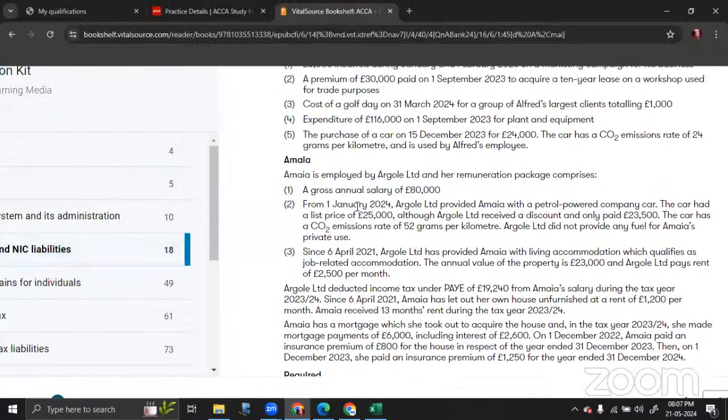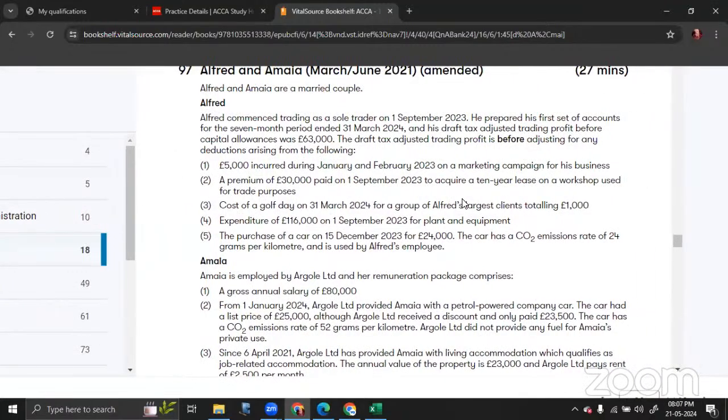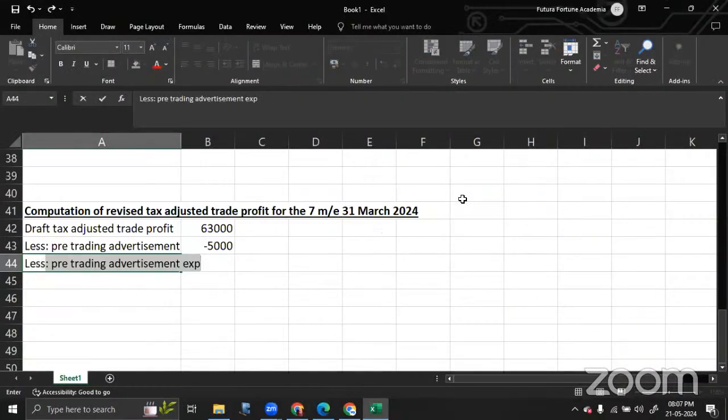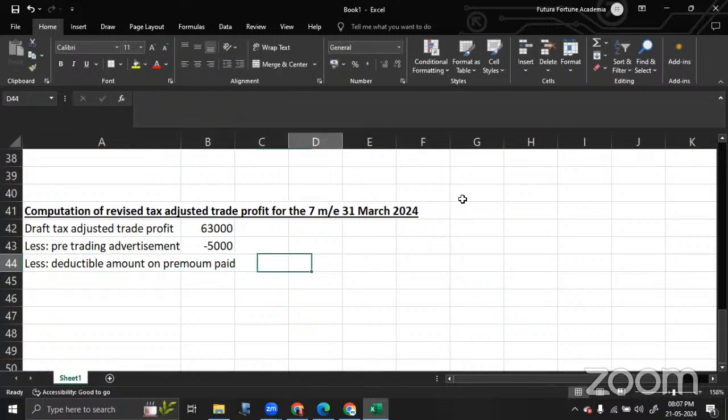Then premium. So less deductible amount on premium paid. You'll have to do the calculation for that. In order to do that calculation, first we have to calculate the taxable premium amount. And from that, you have to divide it by the number of years into 7/12.